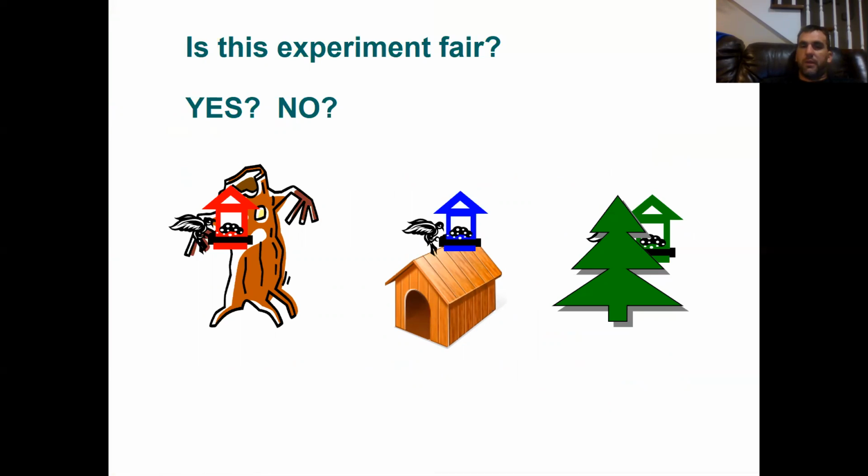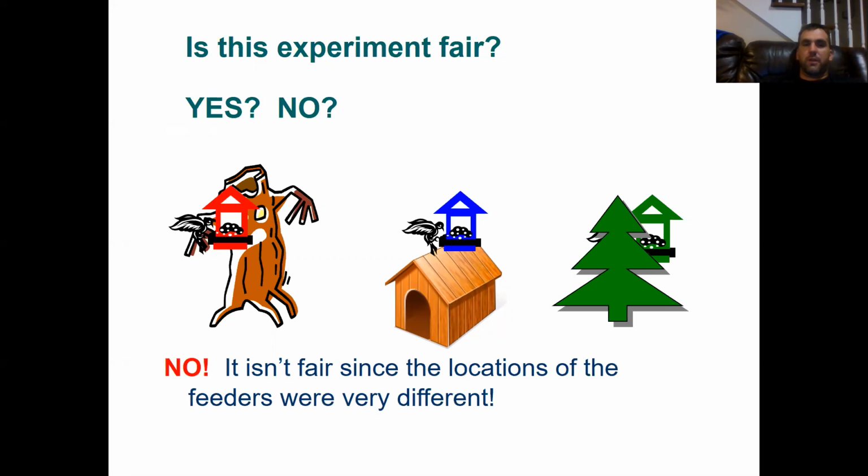The dependent variable would be the amount of seed eaten. In constants, we don't have as many constants here, okay? Maybe the same time of day we're putting them out, the same time frame, and the type of seed used. But is this experiment fair? No, it is not, because we have two independent variables, okay? He's testing two things here. He's testing the color and the location. So this is not a fair experiment.